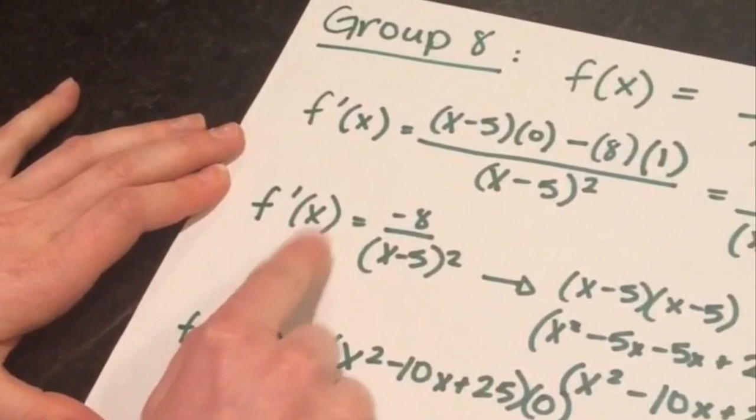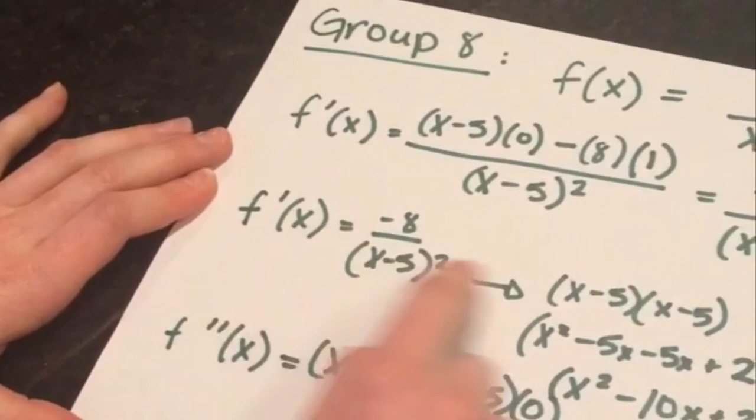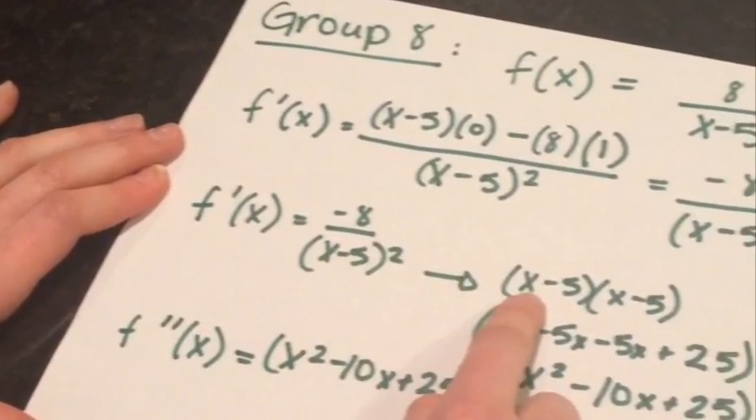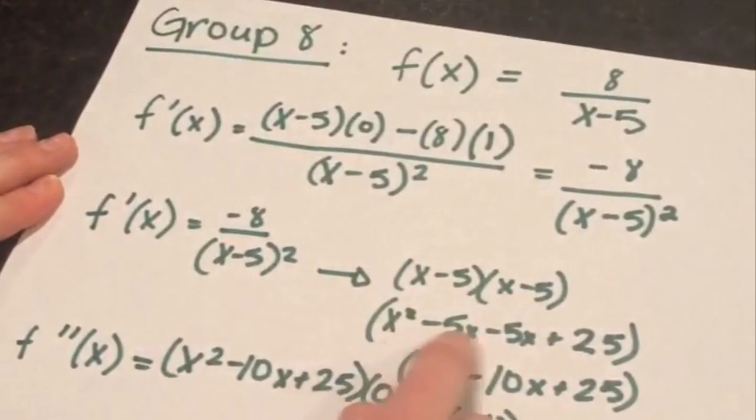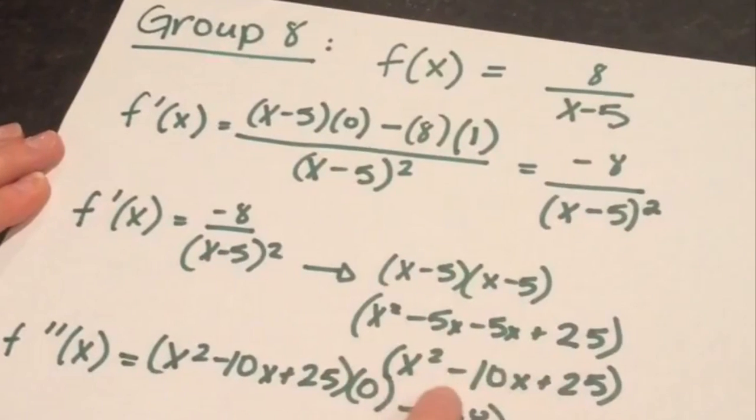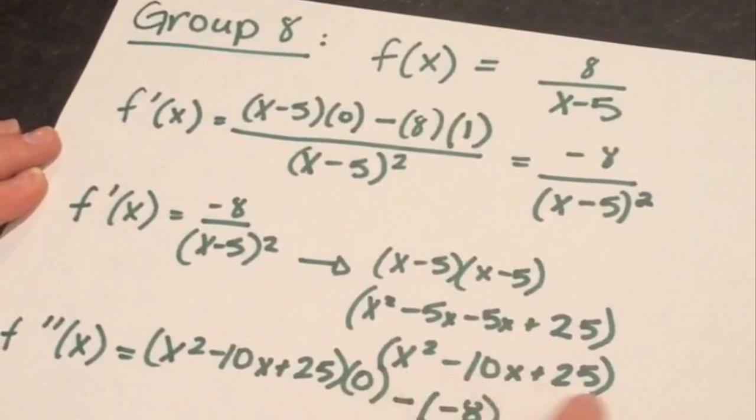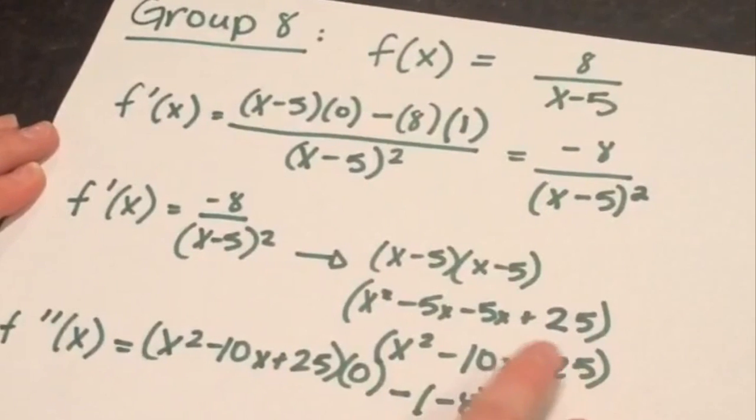Once we do that, we'll expand the bottom to get x minus 5 times x minus 5 and FOIL that to begin work on the second derivative. Using the FOILing method on x minus 5 squared, we got x squared minus 10x plus 25.